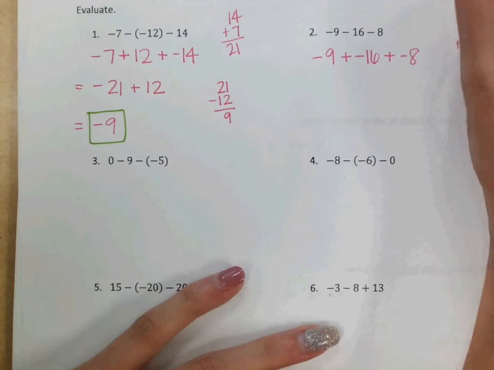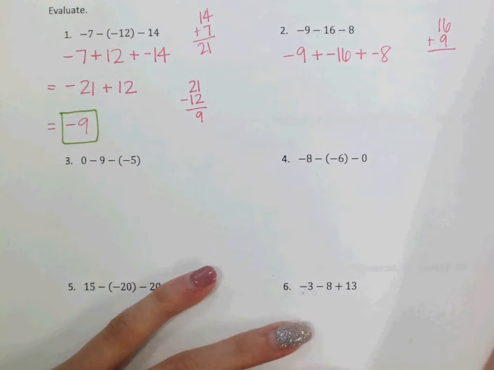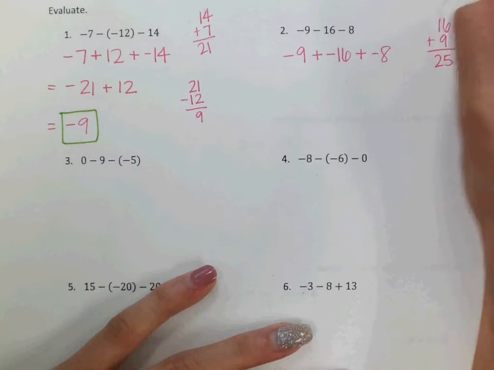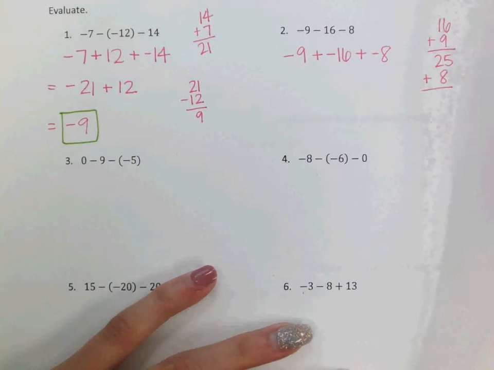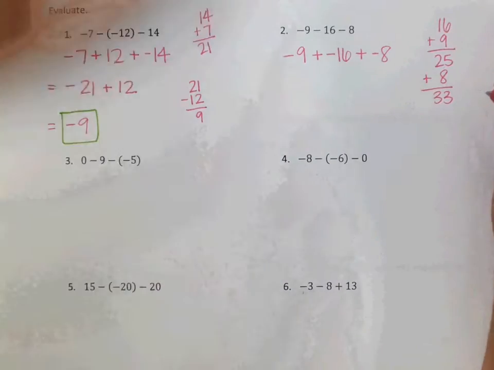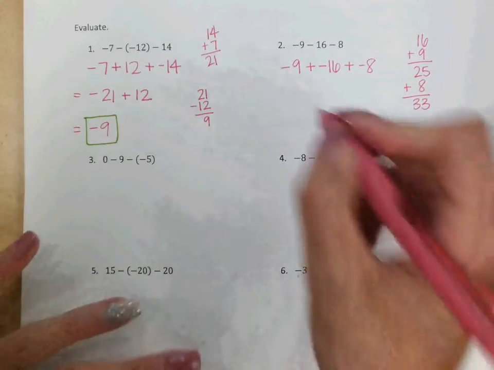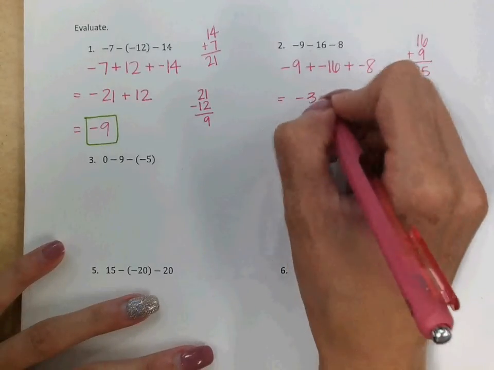16 plus 9 gives us 25, and 25 plus 8 gives us 33, and since our numbers are all negative, then our answer is a negative 33.